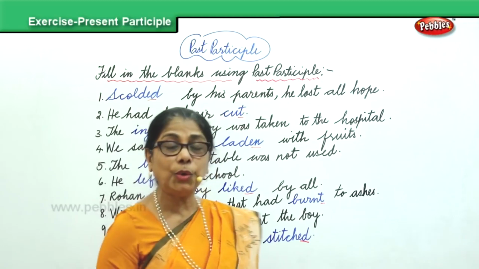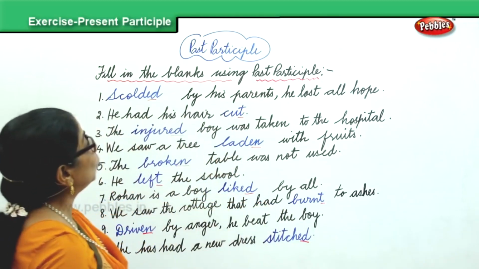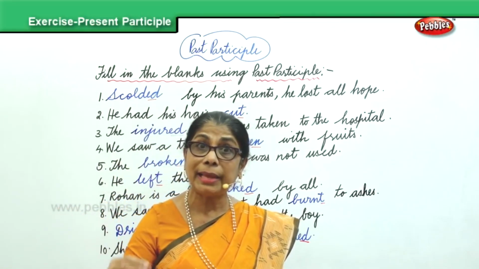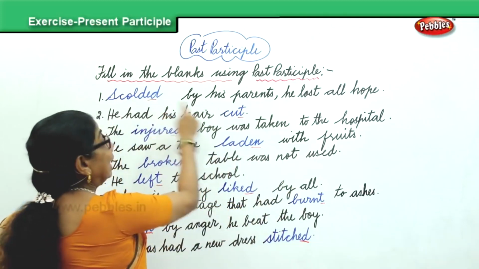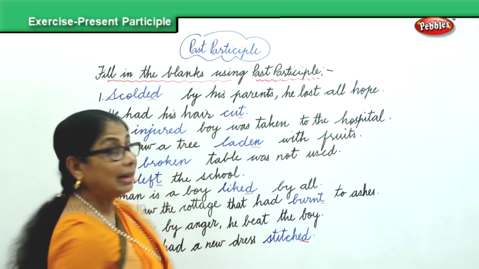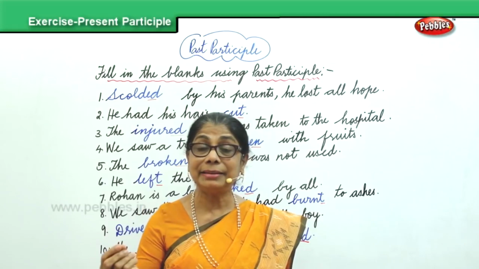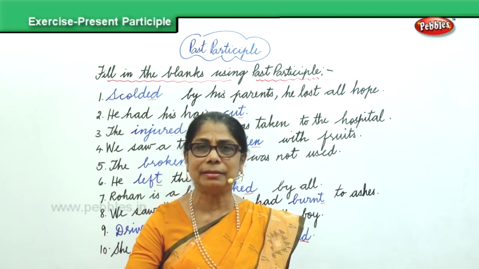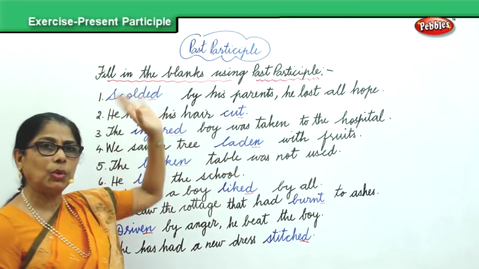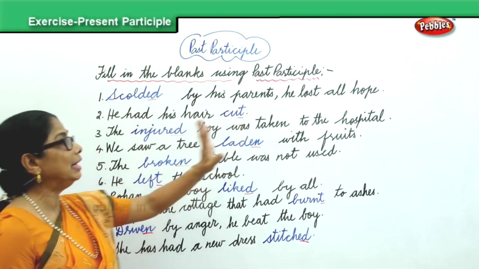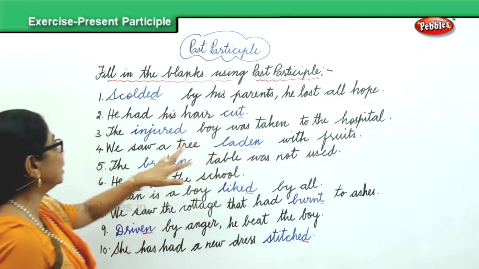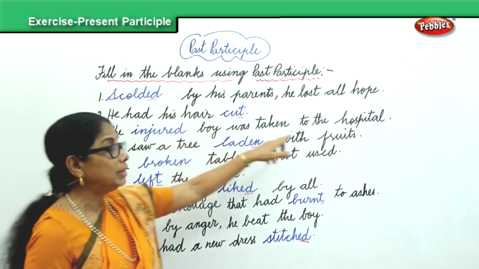So now we know how to fill in with the past participle. When you say past participle, the verb ends in ed, t, en. And the action in the past participle is completed. Look at that. Scolded, scolding is over. Scolded by his parents, he lost all hope. He had his hair cut, finished cutting the hair. Over. Action completed. The injured boy was taken to the hospital.